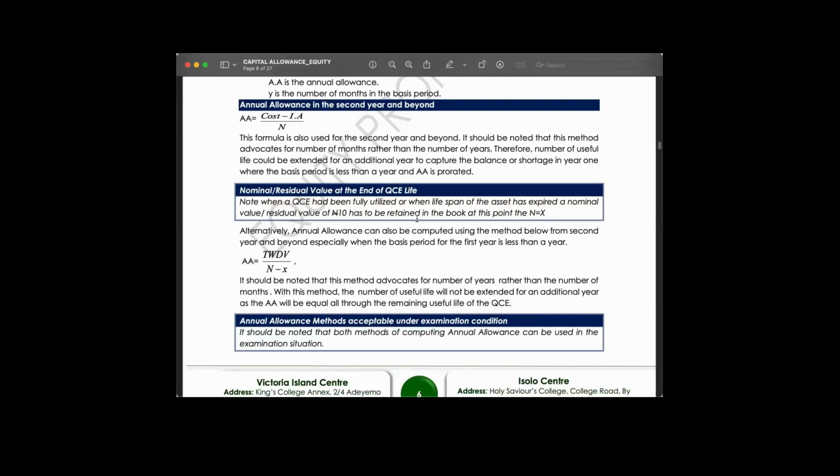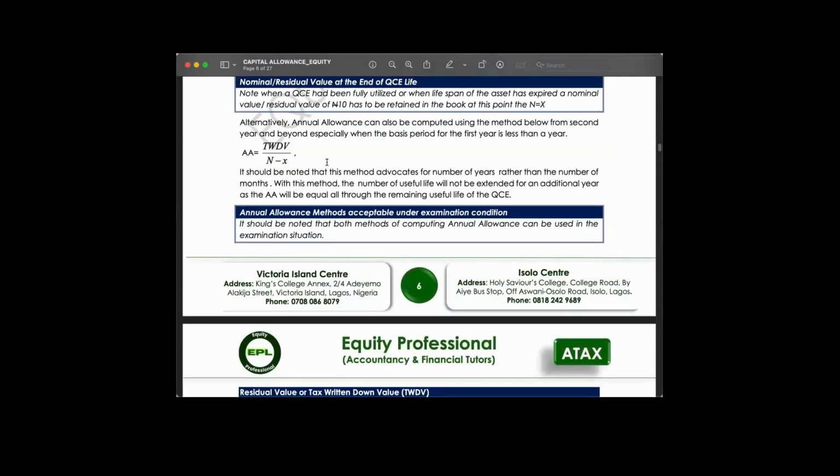You cannot write off your assets completely. You must retain something. And what you are retaining is 10 naira. That means in the last year of use, the taxpayer must retain 10 naira. So that is that. And that 10 naira is called residual value.